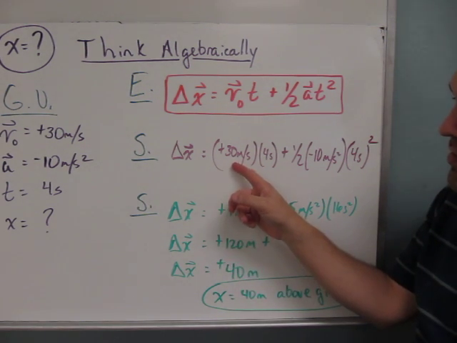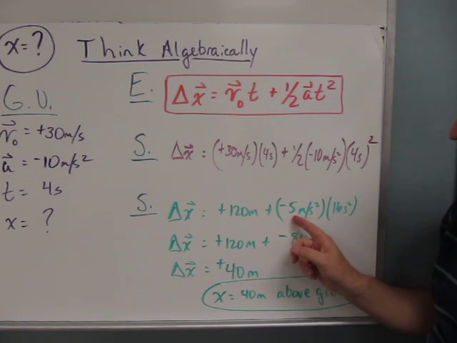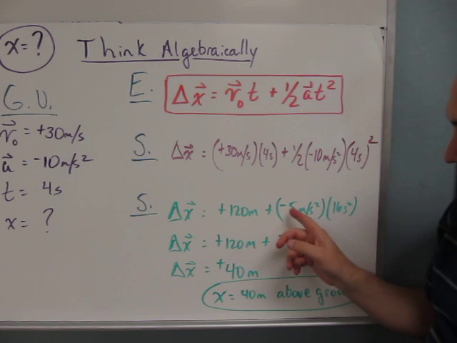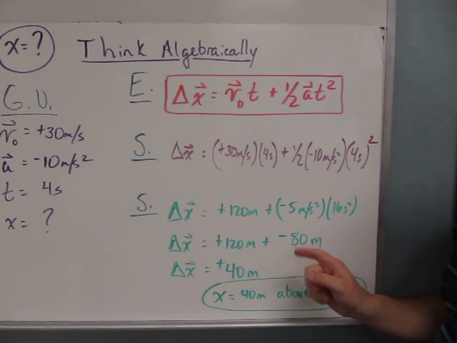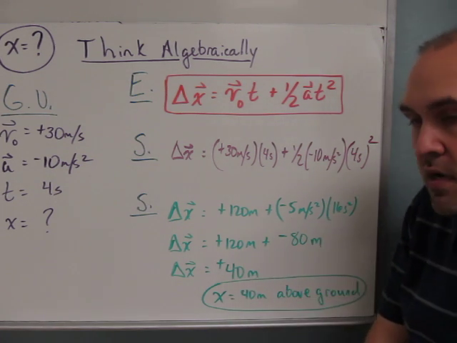So 30 times 4 is 120. Half of negative 10 is negative 5. And 4 squared is 16. And then 5 times 16 is 80. But it's negative because there's a negative sign on the acceleration. So it's 120 minus 80, which gives us 40 meters. So it's 40 meters above the ground.